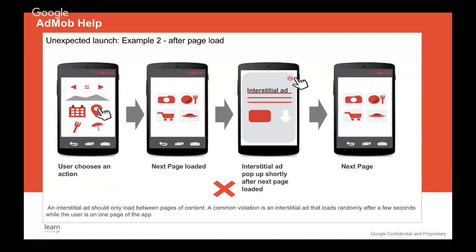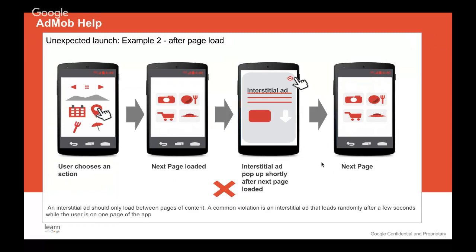After the person clicks on an action button, they go to the next page. The next page has already loaded, and all of a sudden an interstitial just pops up. After closing it, we go back to the next page. This is not allowed with the golden rule, as you might already know.